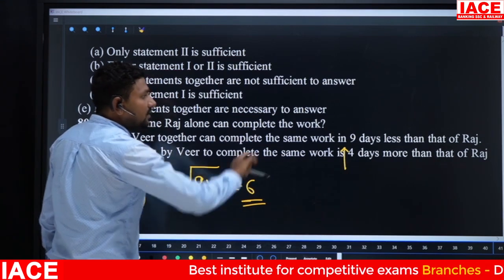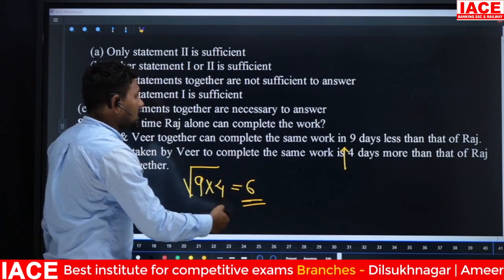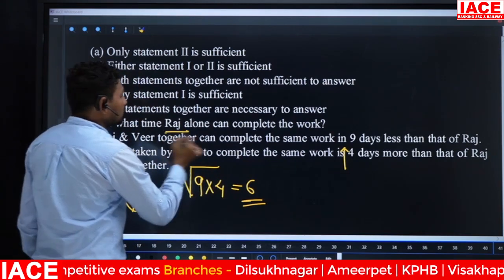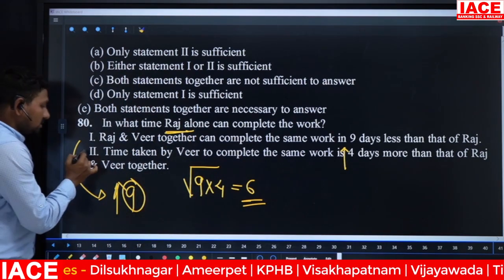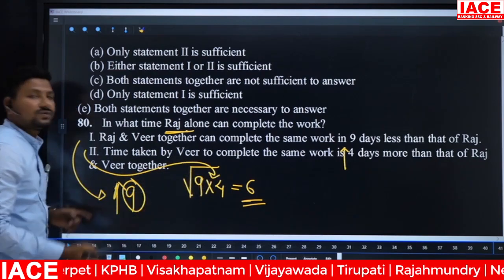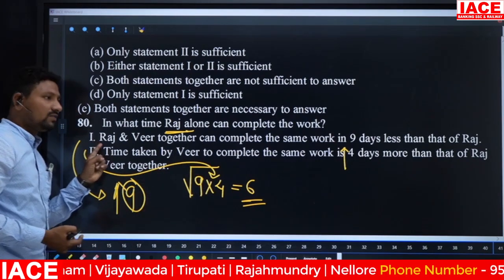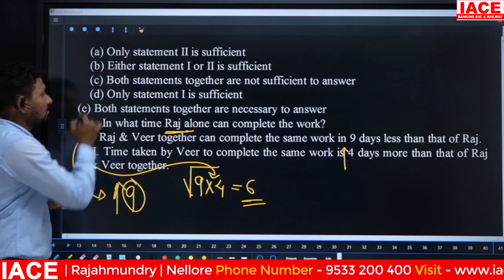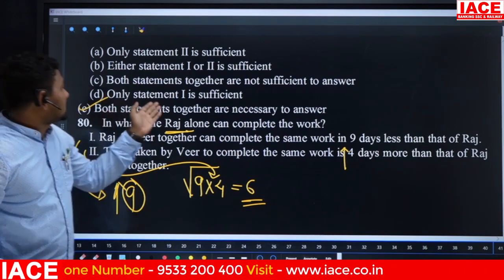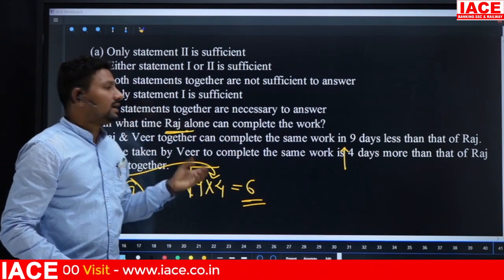In these 6 days, whatever equations we get, we can solve and get Raj alone also. That means without knowing the two equations' values, we can't find the answer. So statement 1 is required, statement 2 is required. Here also, what is our answer? Both statements together are necessary to find the final answer.